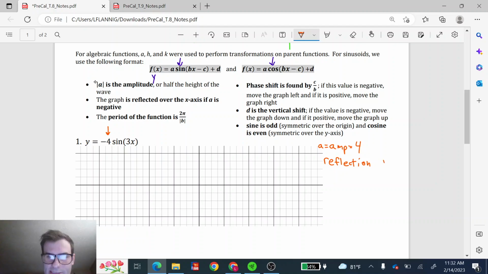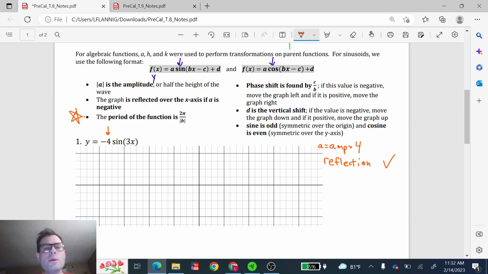Because A is negative, there is a reflection. And you would say no reflection if A was positive. So the next thing we're going to do is talk about the period. This is probably the most important when graphing these. The period is really, really important.